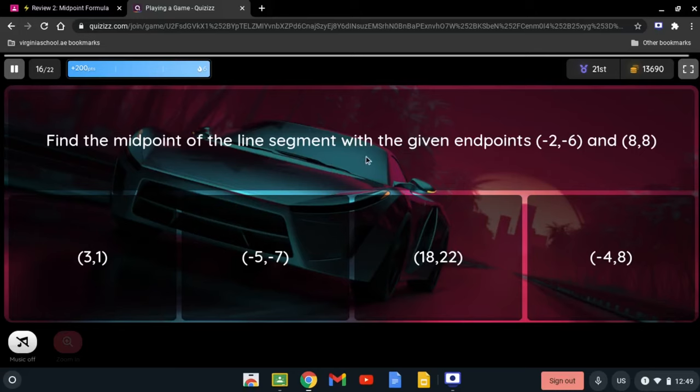Find the midpoint of the line segment with the given endpoints. We have (-2, -6) and (8, 8). So we're going to replace x1 with negative 2. Negative 2 plus x2, which is 8. So negative 2 plus 8 is 6, and 6 divided by 2 is 3. And then we're going to replace y1 with negative 6, and negative 6 plus 8, which is y2. So negative 6 plus 8 is 2, and 2 divided by 2 is 1. So we're going to have, in brackets, (3, 1). So the first one.